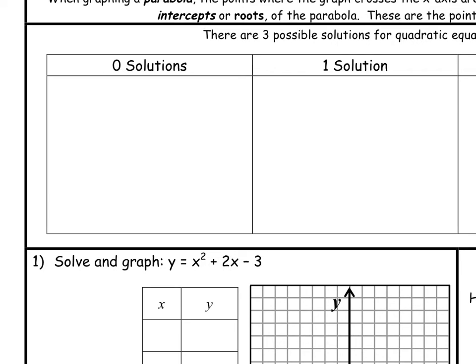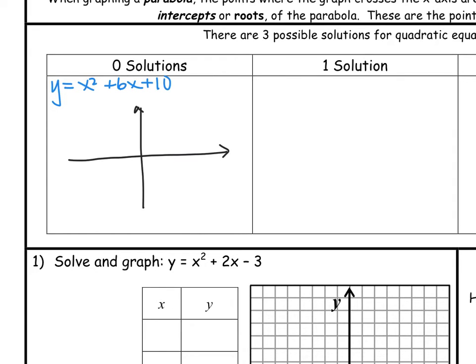If we have a function or an equation, for example, let's say we have y equals x squared plus 6x plus 10, we won't be able to find factor pairs of 10 that add up to 6 because the only factor pairs of 10 are 1 and 10, and that adds up to 11, and then 2 and 5, which adds up to 7. So this parabola does not have any solution.